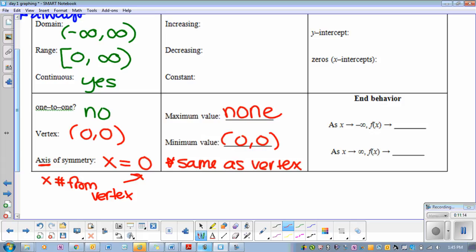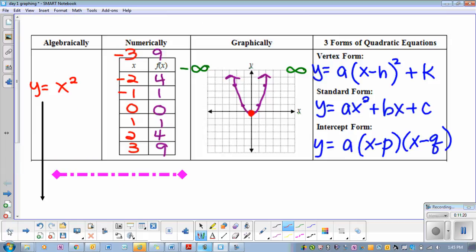All right, so let's look at increasing, decreasing, and constant. So I'm going to go back and look at my graph here. Guys, what is my axis of symmetry again? X equals what? 0? Okay, so then that means at x equals 0, that's where my line goes. That is the line that splits this graph in half. Okay?